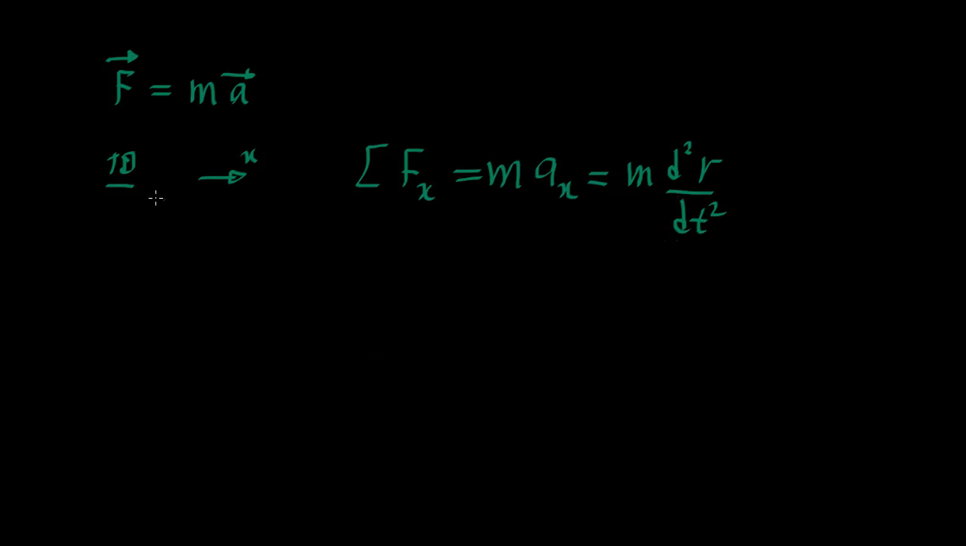The position vector for a particle in 1D is just r equal to x in the i direction. Because we are writing down the scalar version, I'm not going to write down the i anymore. This is basically sigma Fx in the i direction equals m ax in the i direction, but let's go with the scalar format. So this would be m times the second derivative of x with respect to time.